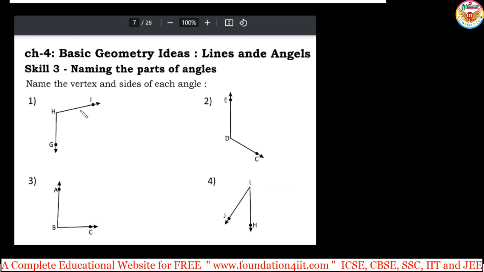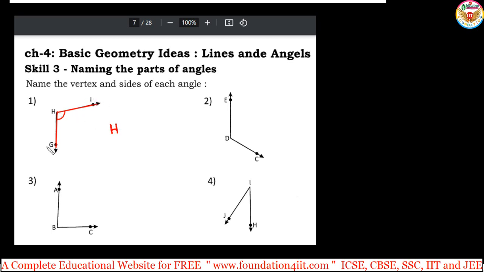Next skill is naming the parts of the angles. Many of you are making mistakes in denoting the angle. Name the vertex and sides of each angle. Now this is the angle here. This is one ray, and two rays are joining end to end at point H. Two rays are combining at point H. So H should be at the center. The letter H is at the center.